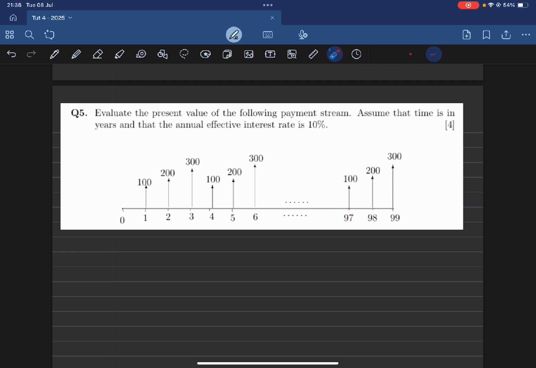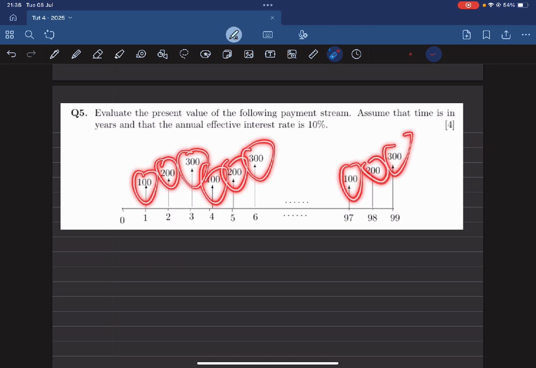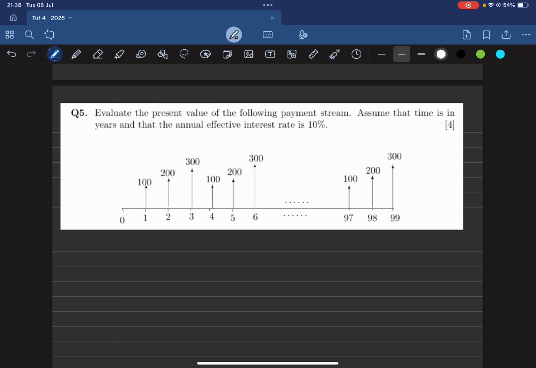Okay, so often when you have these varying payment streams, you want to treat it as 3 different ones. You can treat these 100s as an annuity, these 200s as an annuity, and these 300s as an annuity. And to find the present value, we're just going to add them all up. But we see that they're all 3 years apart, right? Time 1, time 4, the next one will be at time 7, time 10.